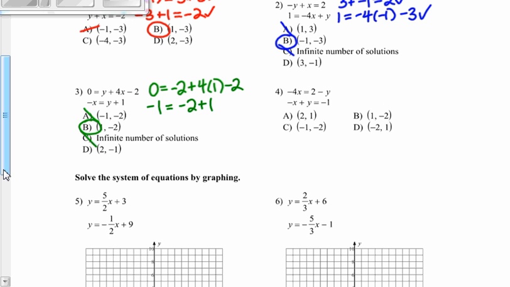And then on number 4, we don't have that infinite number of solutions answer, so I'm just going to go through just like I did on number 1, starting with answer choice A. X is 2, y is 1.